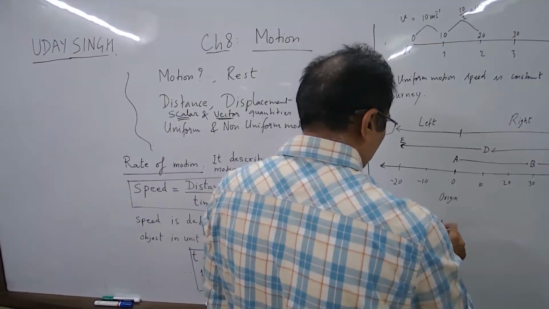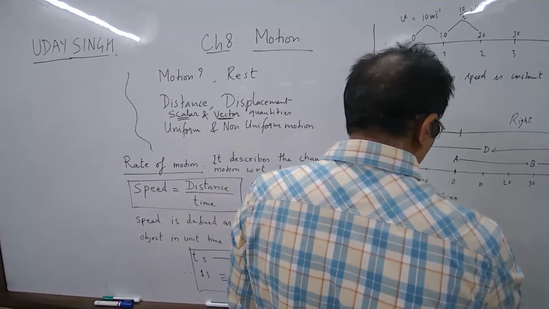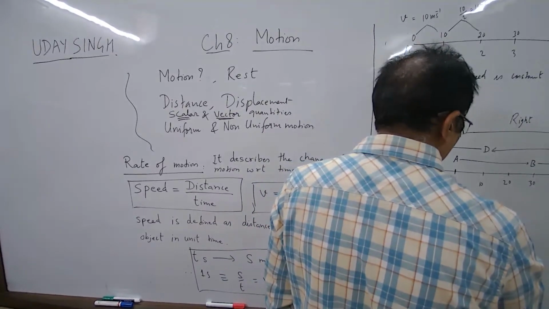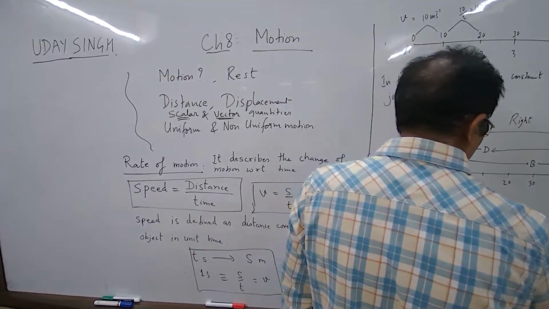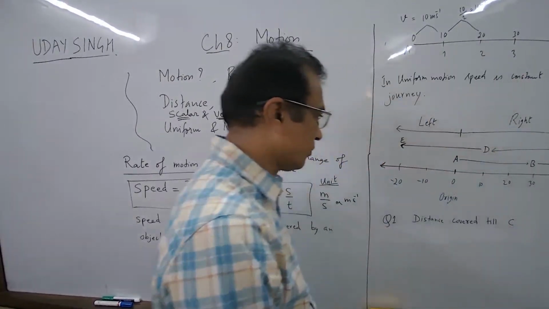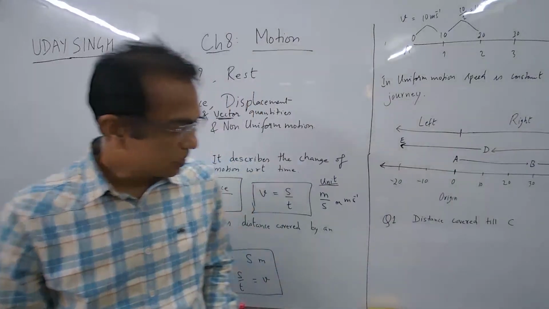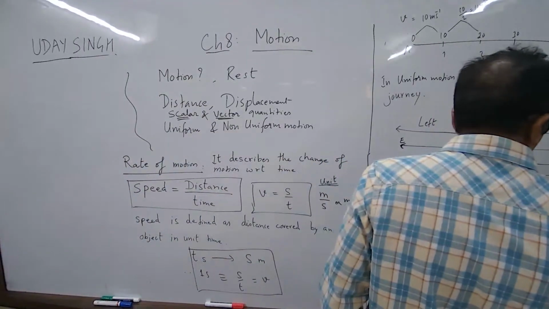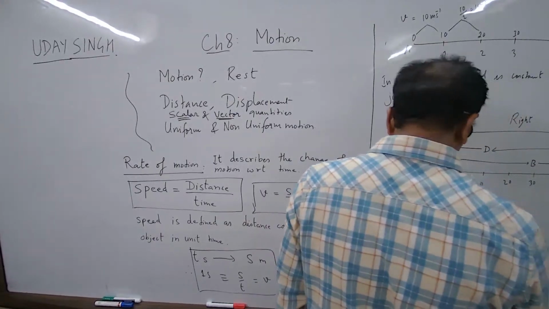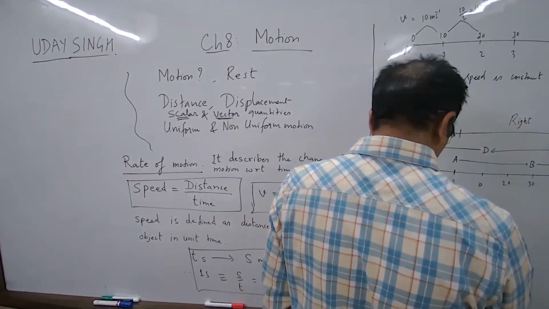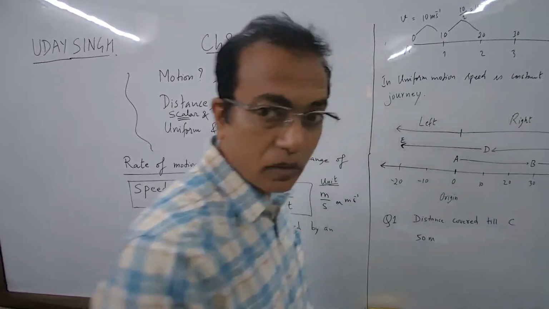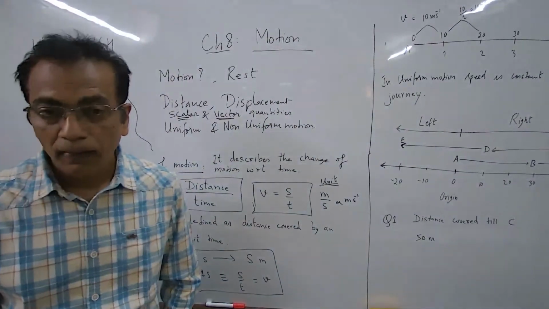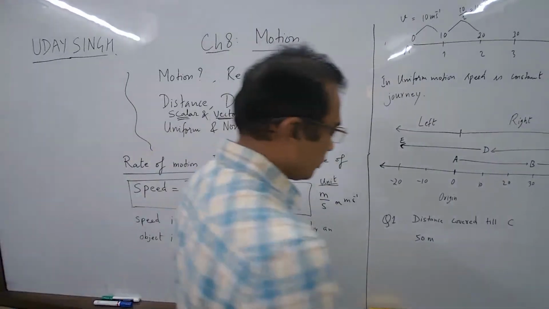Distance covered till C. So tell me, what is the answer for this? Distance covered till C is 50 meters, right? Now what is the displacement? Also 50.